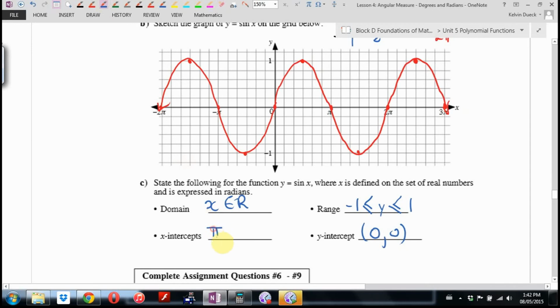Start with pi, and multiply it by a number, call it n, as long as n is an integer. So I'm using the symbol for all integers instead of R for reals. Remember, integers are positive and negative, no decimals. That will generate every x-intercept to infinity.